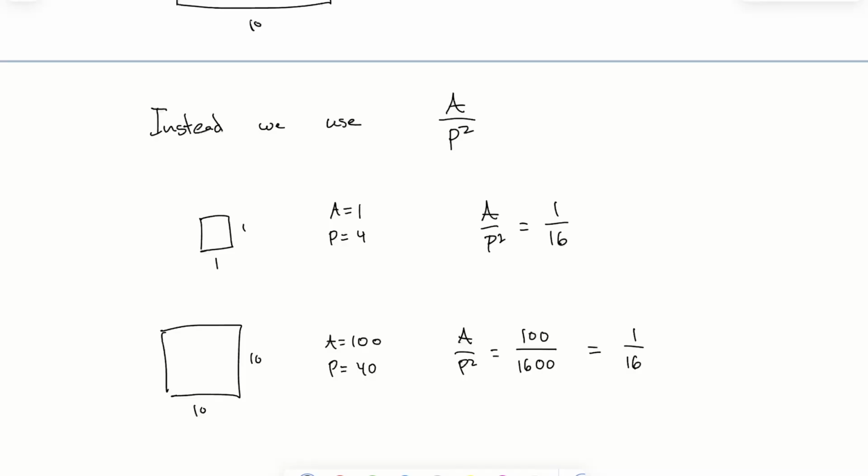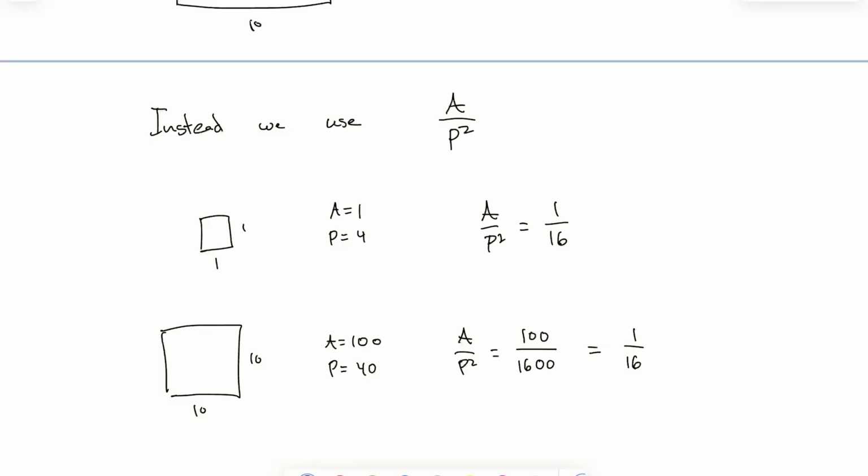So the moral of the story is A over P is not a very good thing to use to measure how weird the shape is, because you get different answers even if you have the same shape. But A over P squared magically works even for big or small versions of the same shape to get the same answer, which is what we want.